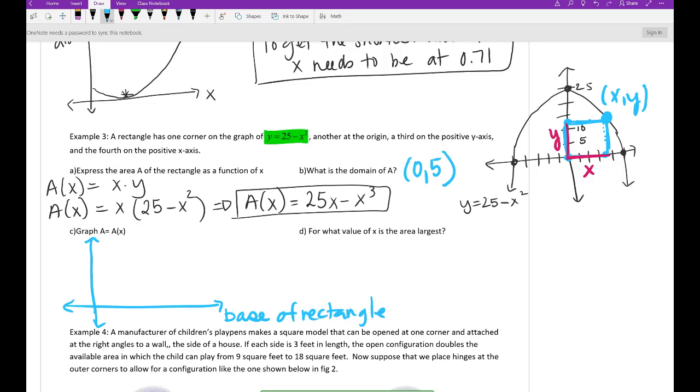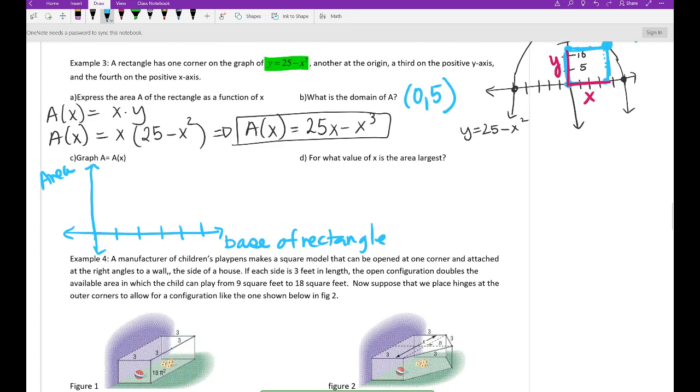Now, the y-axis is the area. The base can go at most 5 units, so I'm just going to make a tick mark at 5 on my graph. The area, I'm not sure how high it goes, so I'm just going to leave that unlabeled. It's a little lopsided, not exactly a parabola. We graphed it. Looks great.